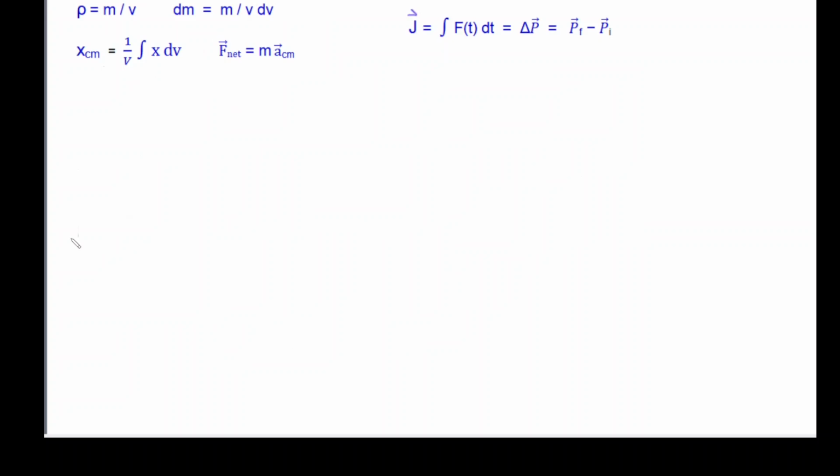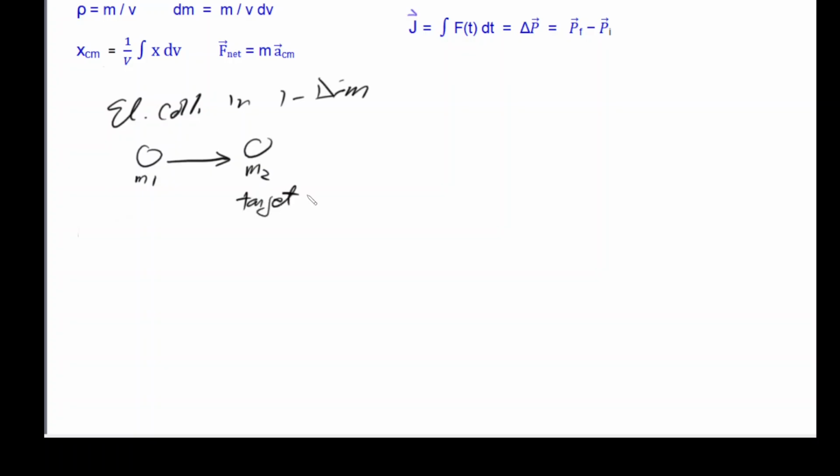Let's look at an elastic collision in one dimension. So we basically have one mass hitting a second mass, and we'll call that the target mass and this the projectile mass. So we know that kinetic energy final equals kinetic energy initial, and momentum final equals momentum initial.